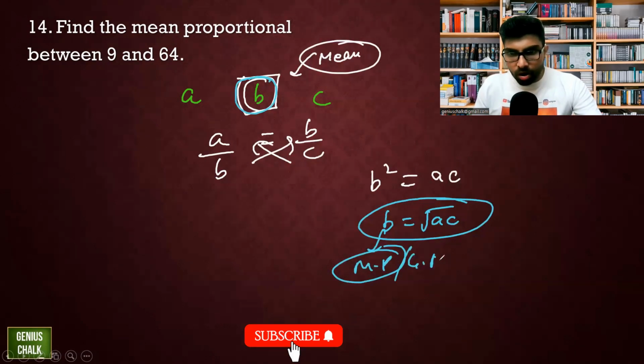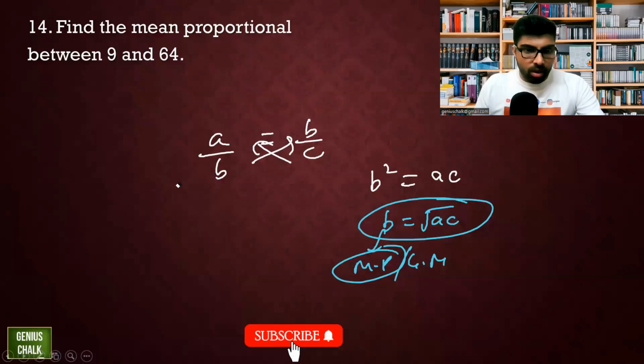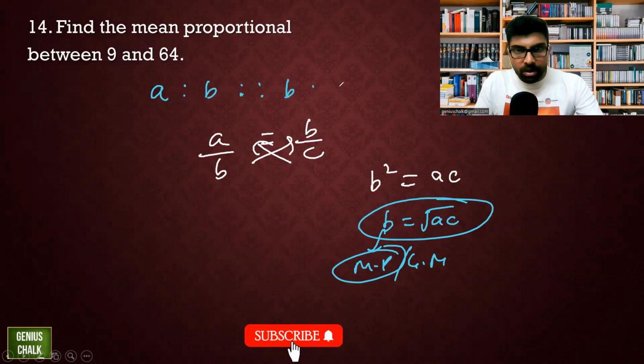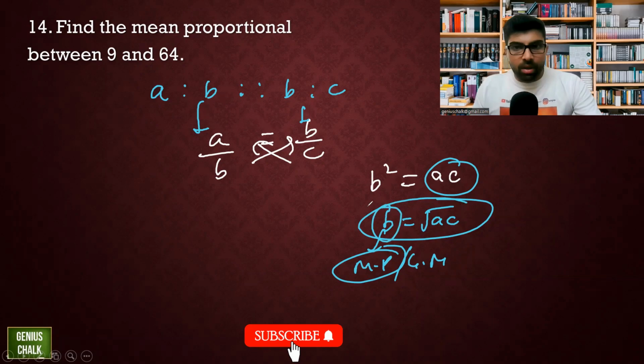In other words, this is also called geometric mean. In number system, we say this is geometric mean. So if you want to find a mean proportional, the logic is very simple, it's basically the replica of the third proportional. If I write A is to B, then it should be B is to C. A by B must be equal to B by C. So B square must be equal to AC. So B must be equal to root of AC. This B value is called geometric mean.